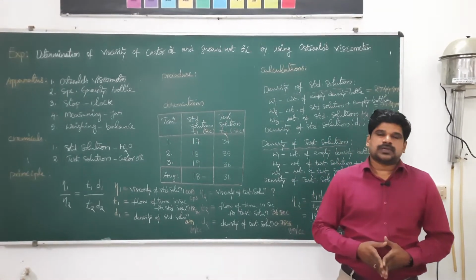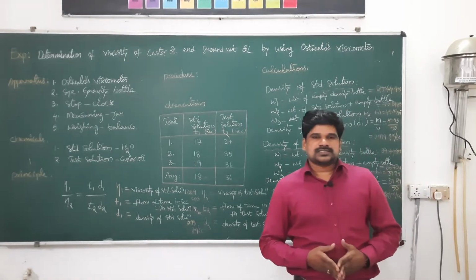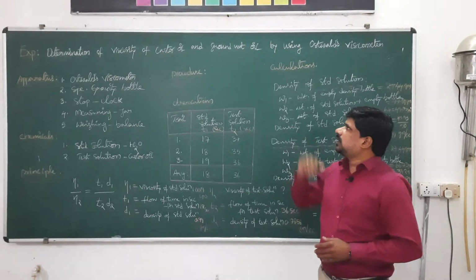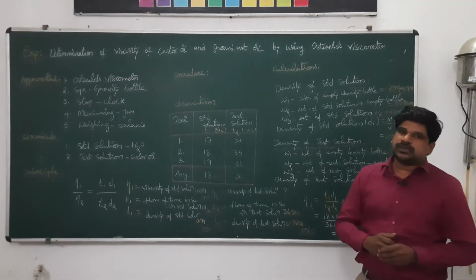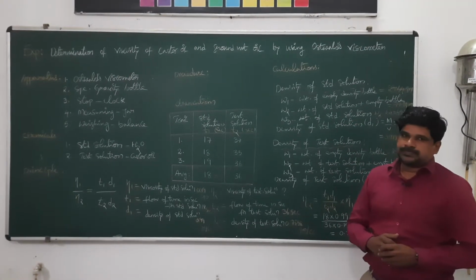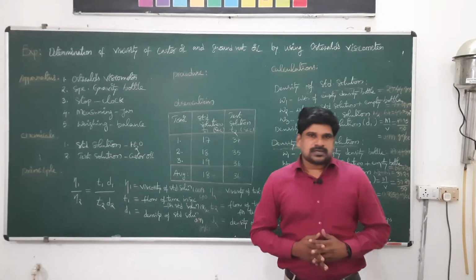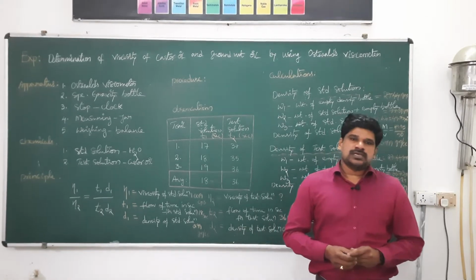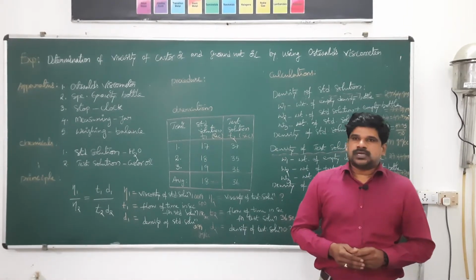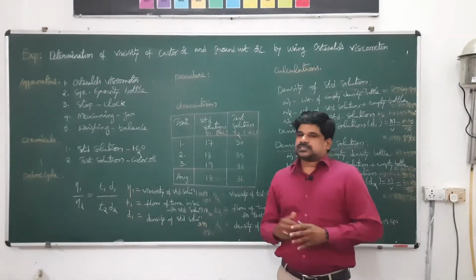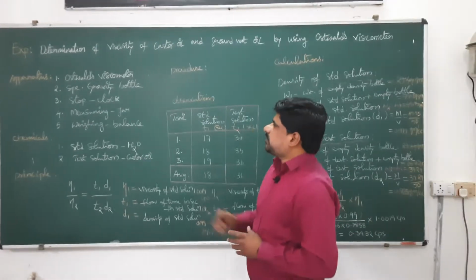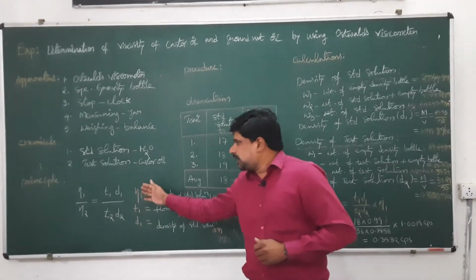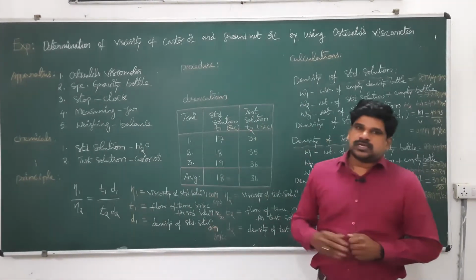Today we will discuss the experiment: determination of viscosity of castor oil and groundnut oil by using Ostwald's viscometer. The aim of this particular experiment is to determine the viscosity of the given solution. To perform this experiment, we require some apparatus and chemicals, and the principle involved in the experiment.